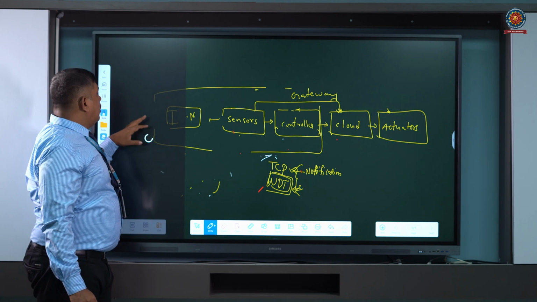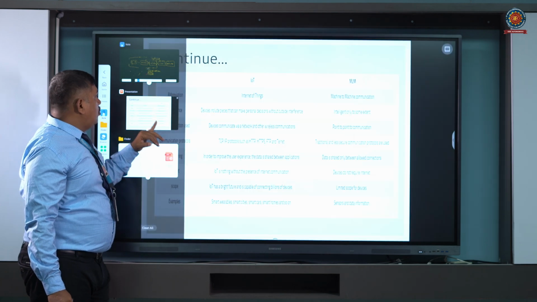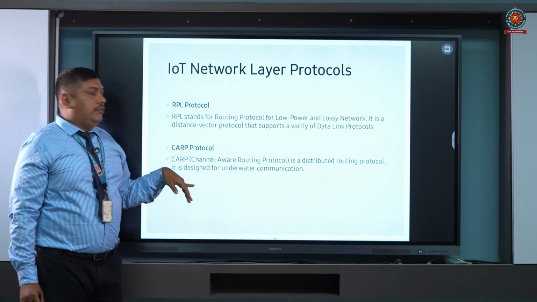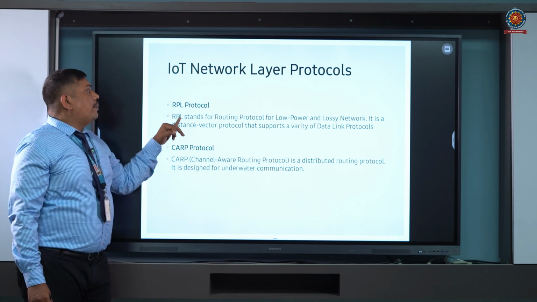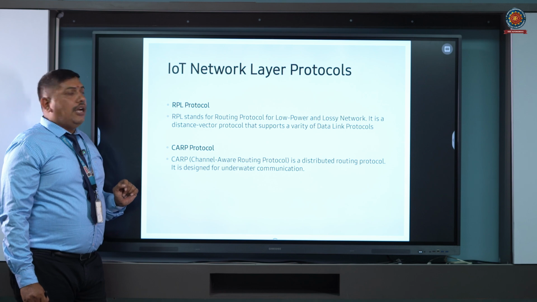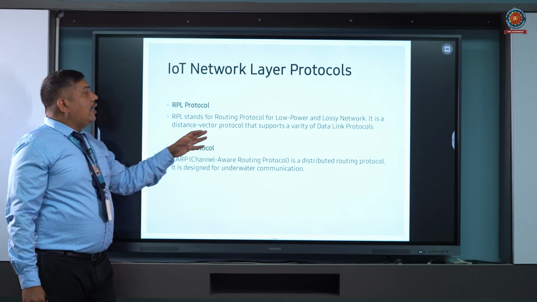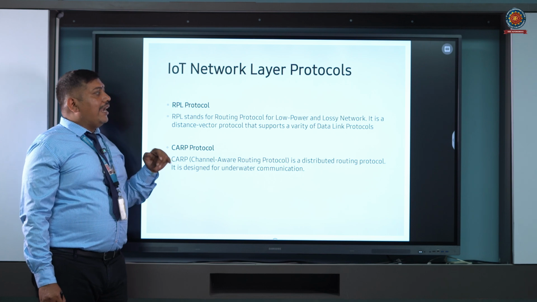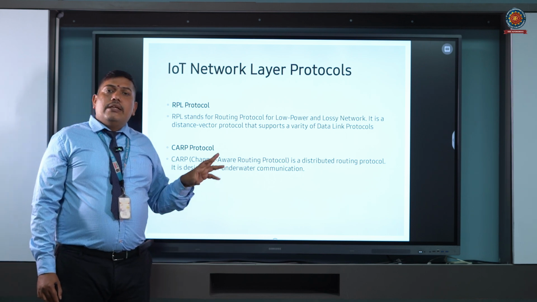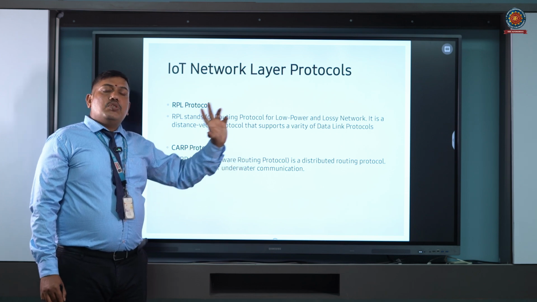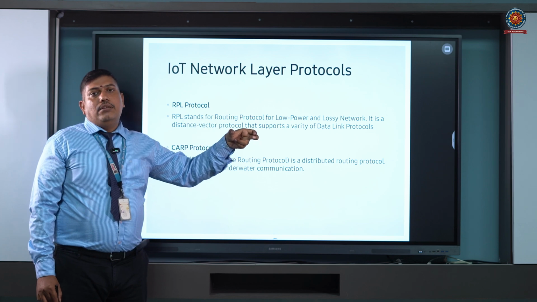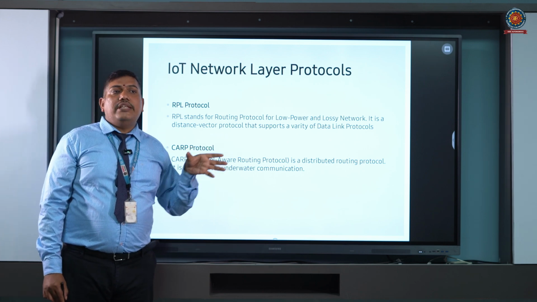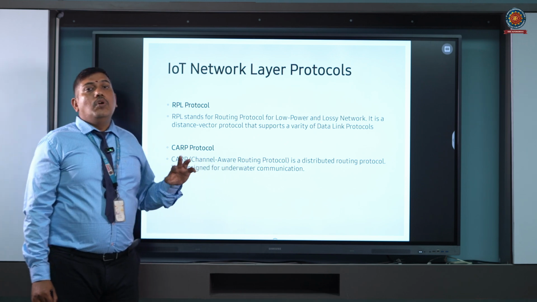You can observe this in the IoT protocols also. The network protocol, the RPL protocol. The main network layer protocols are the RPL protocol and the CARP protocol. RPL is the standard routing protocol for low power and lossy networks. It is a distance vector protocol. As for the data link protocols, when you send information from one device to another device, you compulsorily have to link the data. So using the network protocol you link the devices.